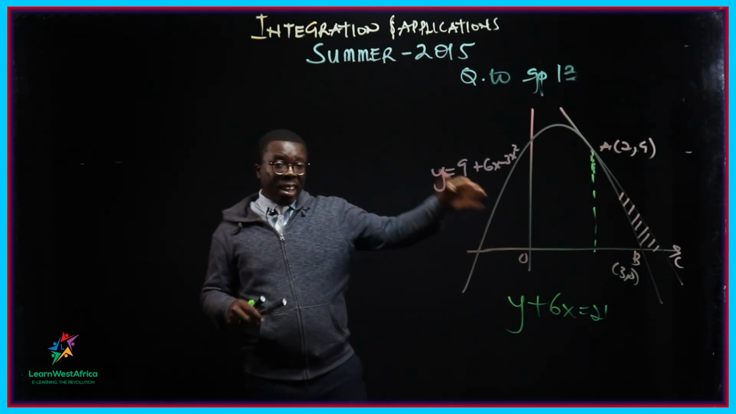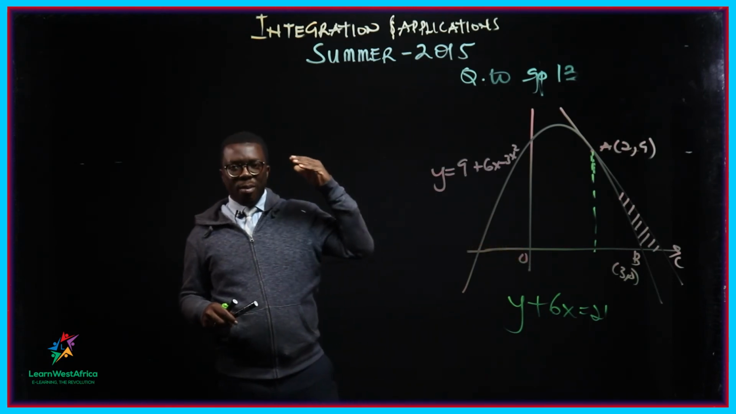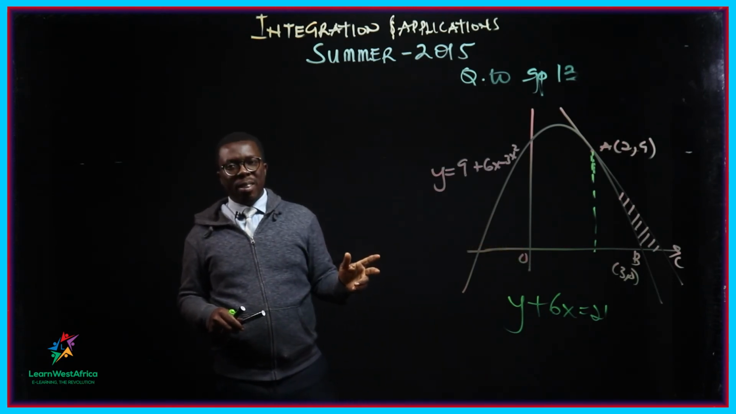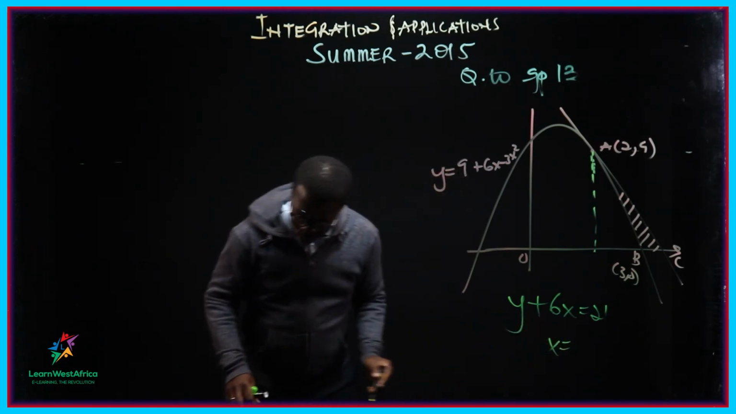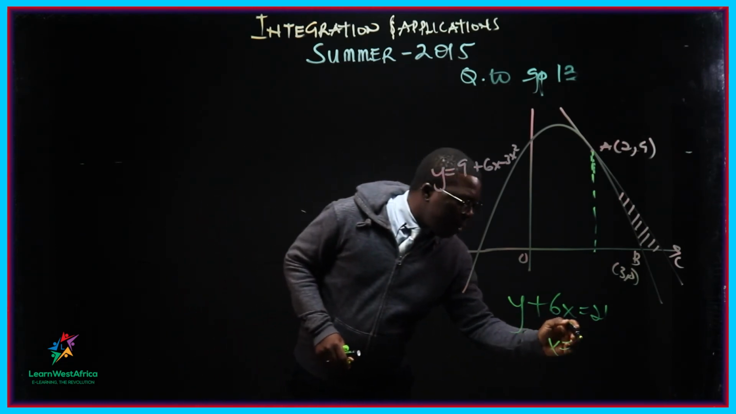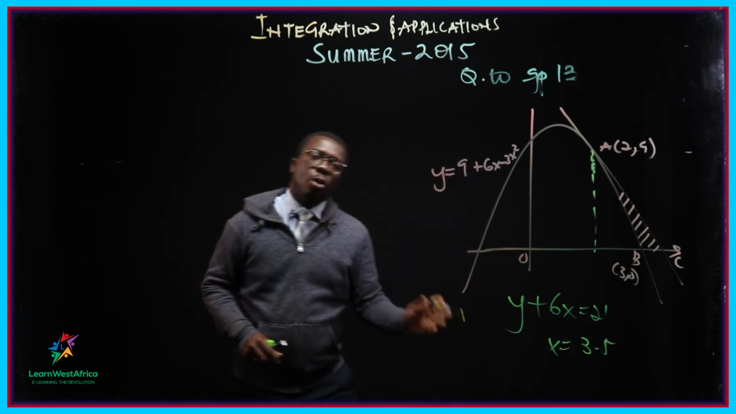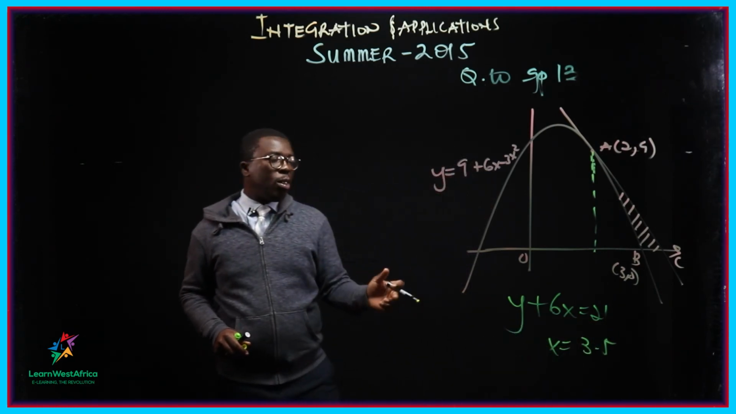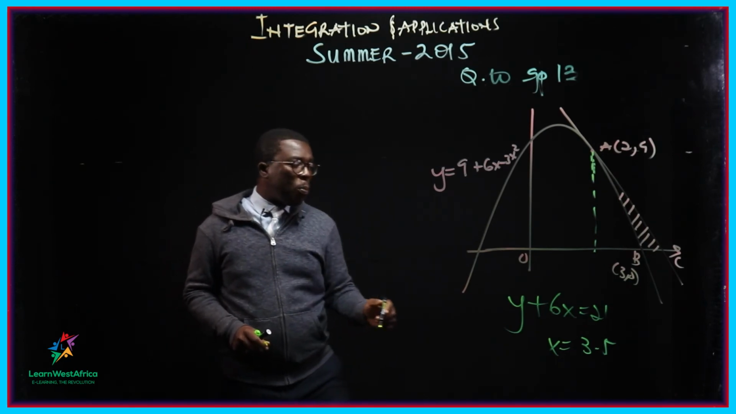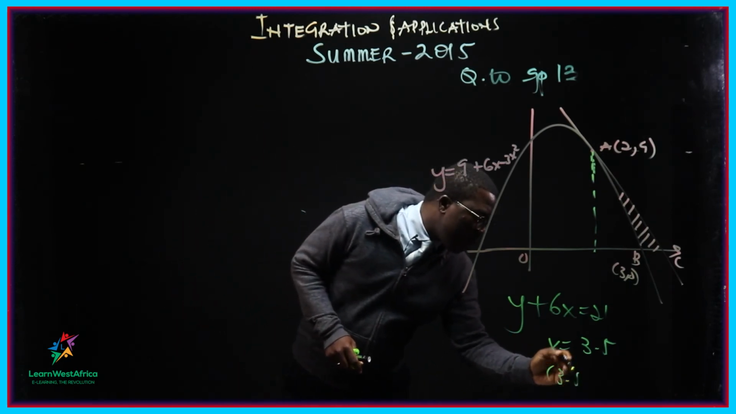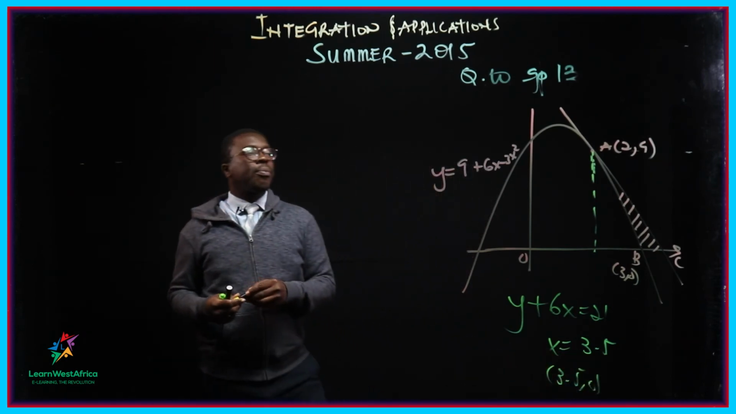And where the tangent hits the x-axis, you have y being equal to 0. So when you work that out, your x should give you 3.5, because y is equal to 0, you're going to have 21 over 6, so that should give you 3.5. So point C has the coordinates (3.5, 0).